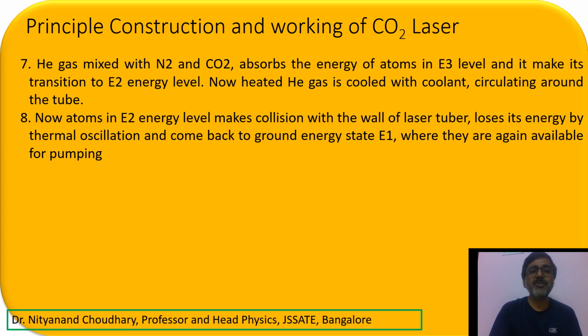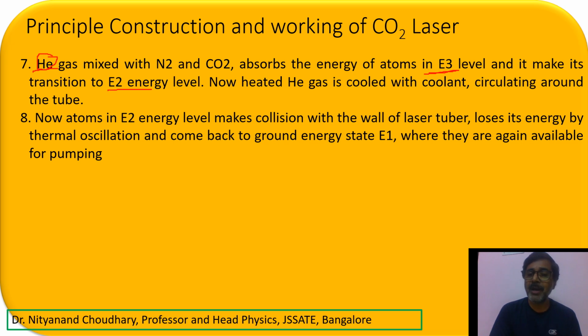Helium gas mixed with nitrogen and carbon dioxide absorbs the energy of the atoms in E3. So if they have come to E3, its energy is being absorbed by the helium, which we have mixed with the nitrogen and carbon dioxide. Helium will be used as a coolant. This is going to absorb the energy, and then the atoms are going to come to your E2 energy level. So this is how it has come to the E2 energy level. From E2 to E1, how is it coming?